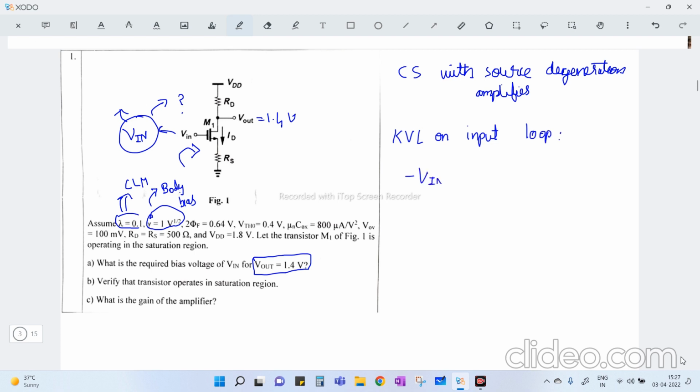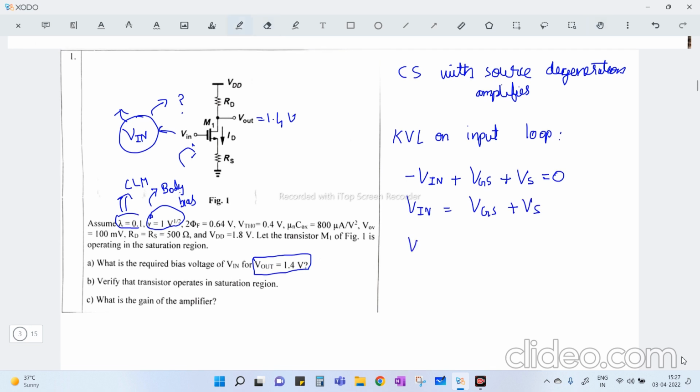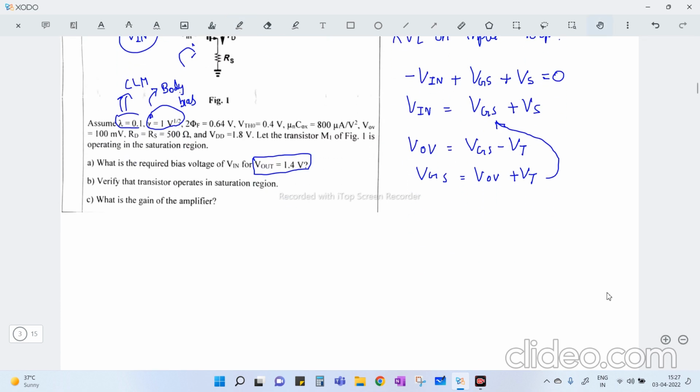So minus Vin plus gate to source voltage, that is VGS, plus Vs, I'll call this source node as Vs, equal to 0. So then Vin would be VGS plus Vs. We know that overdrive voltage VOV is VGS minus VT. So then VGS would be VOV plus VT. Let us substitute this back into this equation. So then Vin equals VOV plus VT plus Vs.